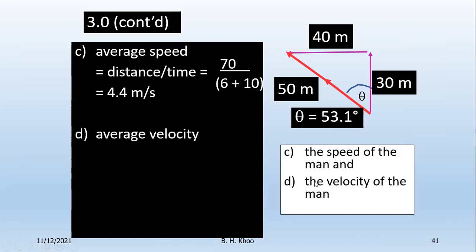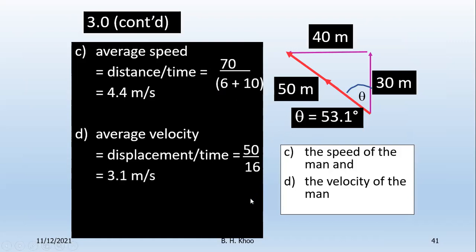Okay, average velocity, we just take the displacement over the time. Time is still the same. Right? Displacement over time. So displacement is 50, divided by time, which is 16. Get the answer. Right? Direction is still the same as the displacement. Right? North, 53 degrees west.